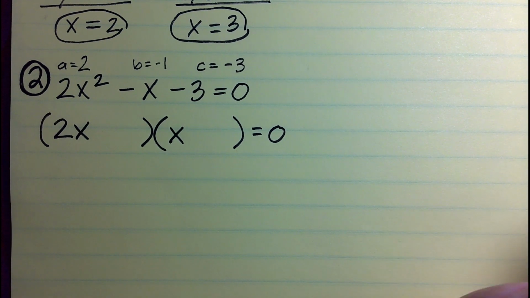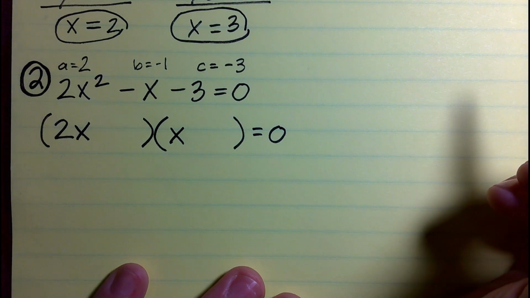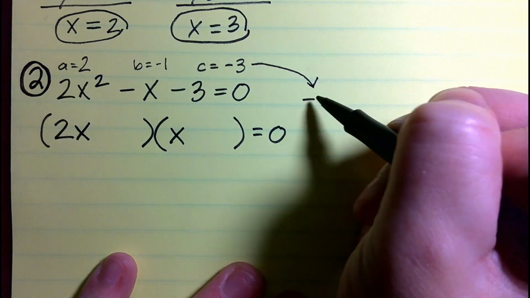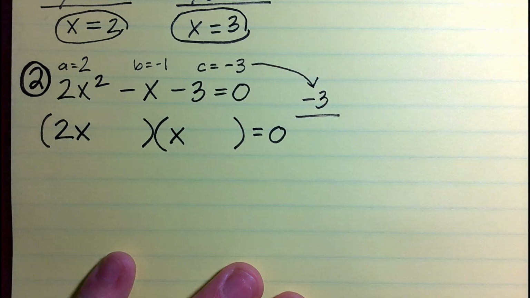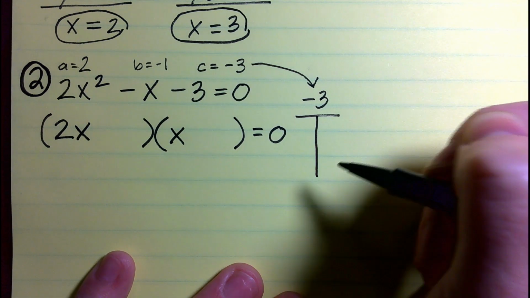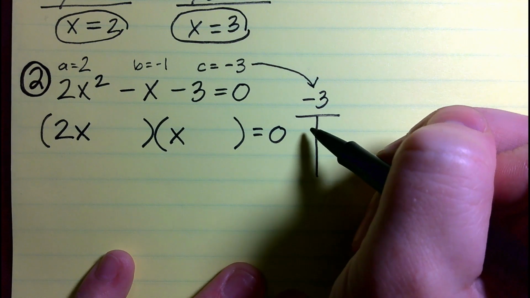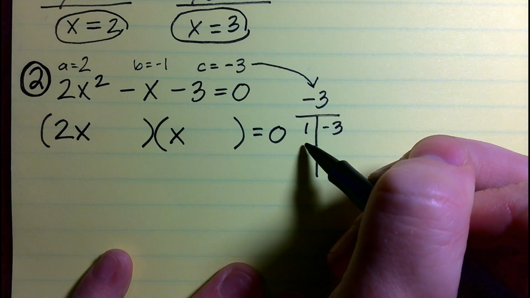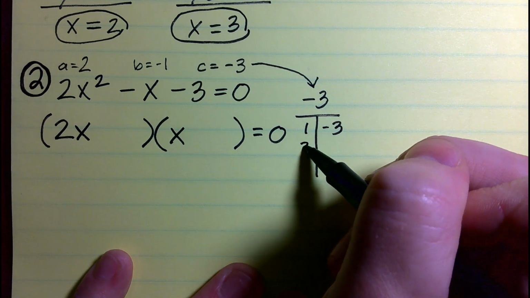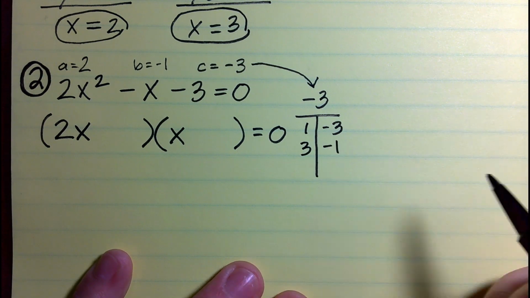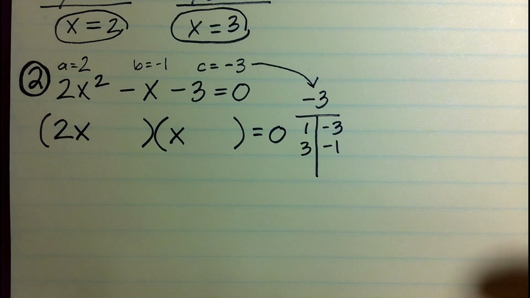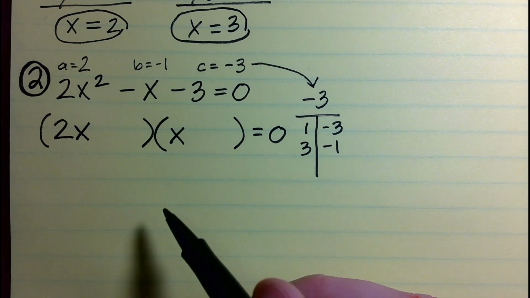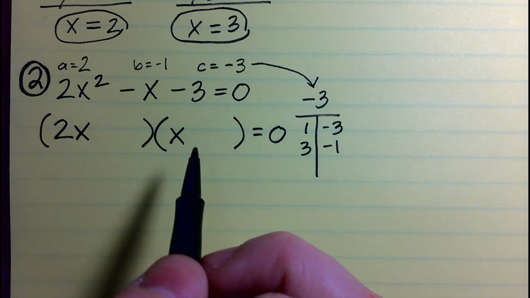So how are we going to decide what goes in those parentheses again? Find factors for -3. Yes, factors of -3, or of C. And what are all the possible factors? 1 and 3, 3 and 1. 1 and -3. 3 and -1. Yeah, and that's it. These are our only options.